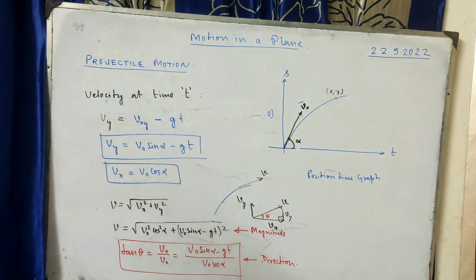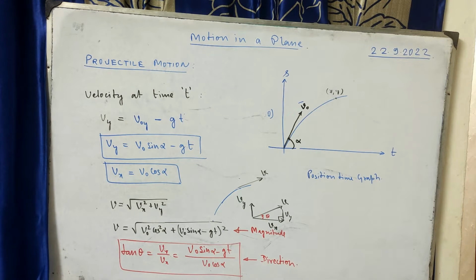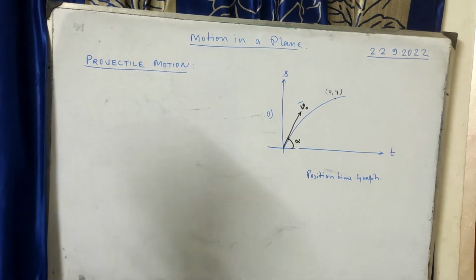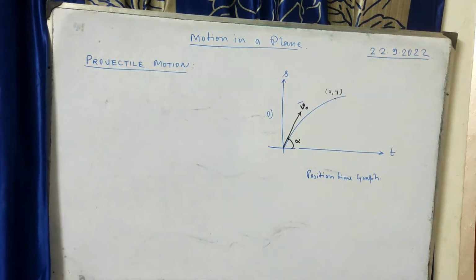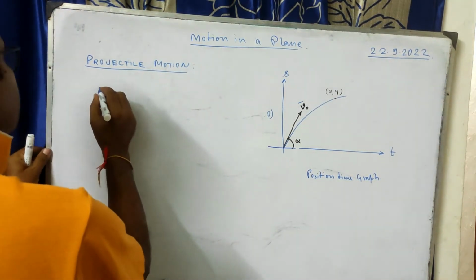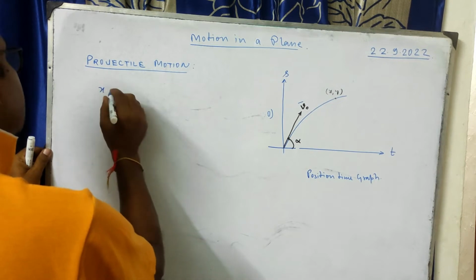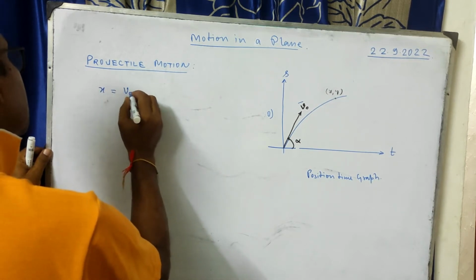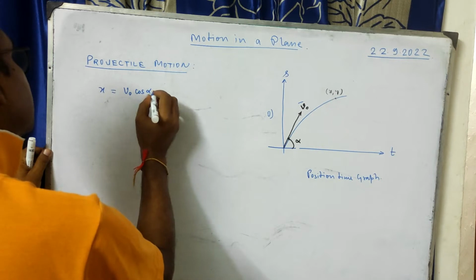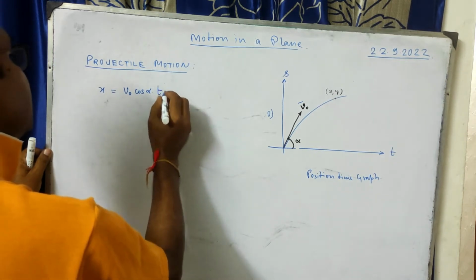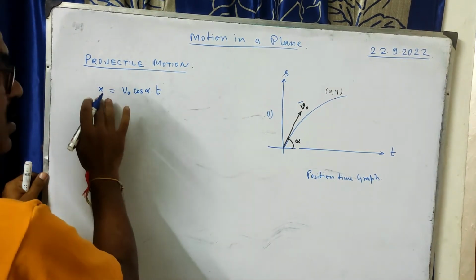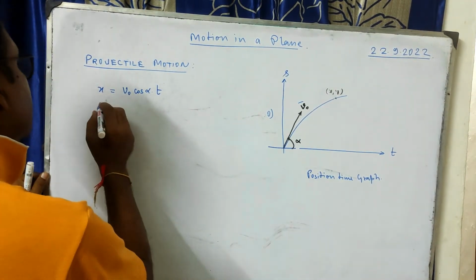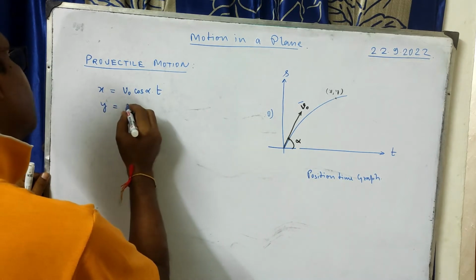So you have got the vector V at any time t. Till now I got the position. Position was what? X was V0 cos alpha t, isn't it? This was my position, right? No, position means this is only the x coordinate, the x distance. Y distance also I have to find. Y distance was how much?